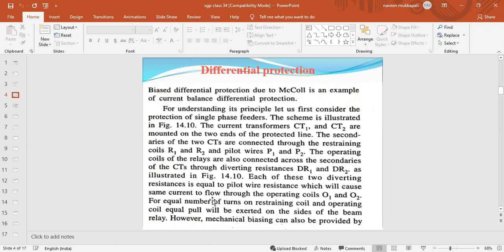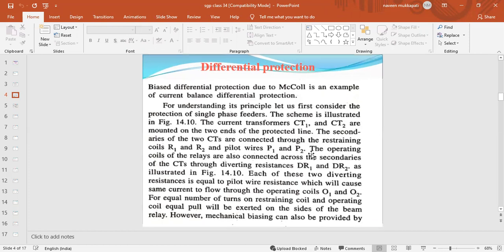Because of the equality of DR1 and DR2, the same current flows through the operating coils O1 and O2. Therefore the same current is flowing through the operating coils O1 and O2. For an equal number of turns on the restraining coil and operating coil, equal pull will be exerted on the side of a beam relay. However, mechanical biasing can also be provided.